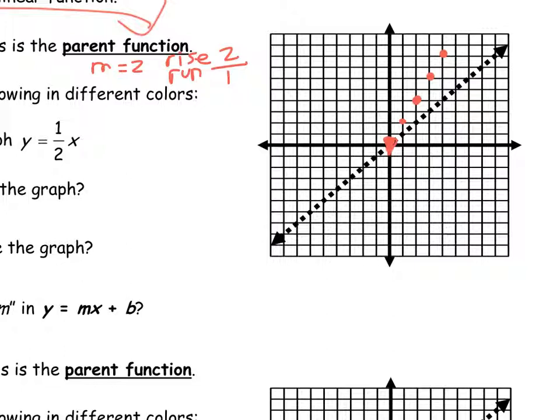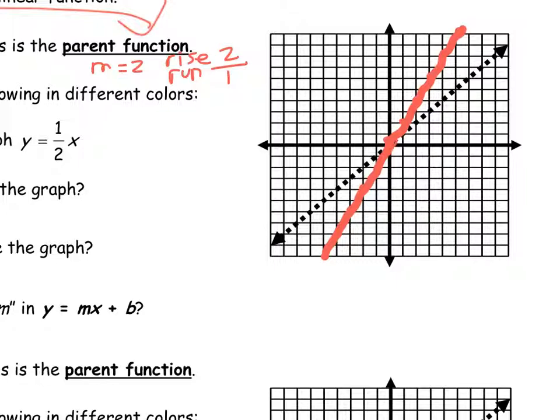Now I'm going to do the opposite. I'm going to start back at my origin. I'm going to go down 2, backwards 1, and put a dot, and repeat that. And pretty soon, I've got my line drawn. That's my red line, which is y equals 2x. And I'm going to go ahead and connect it.